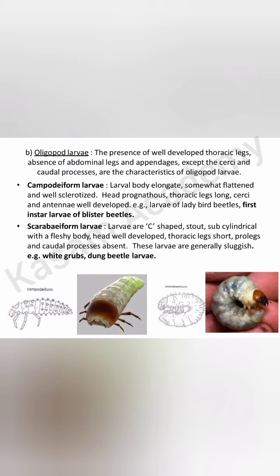And second type is scarabiform. This type of larva is C-shaped, as you can see in the image present at the right side. It is a very stout and cylindrical body which is fleshy, and it is not very sclerotized. The thoracic legs are very small, not very well developed, and short, and the caudal processes are absent. The larva is generally sluggish, that means it is not very active. Example is the grubs of white grub and dung beetle larva.